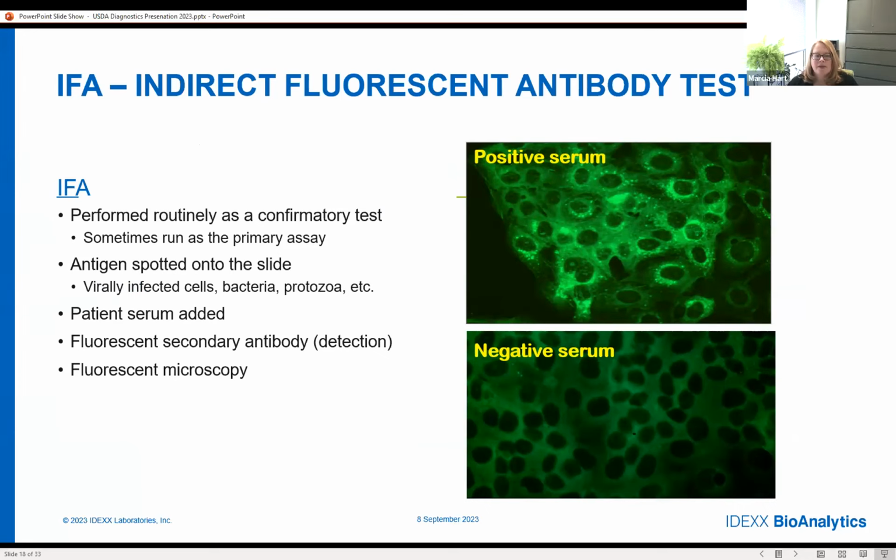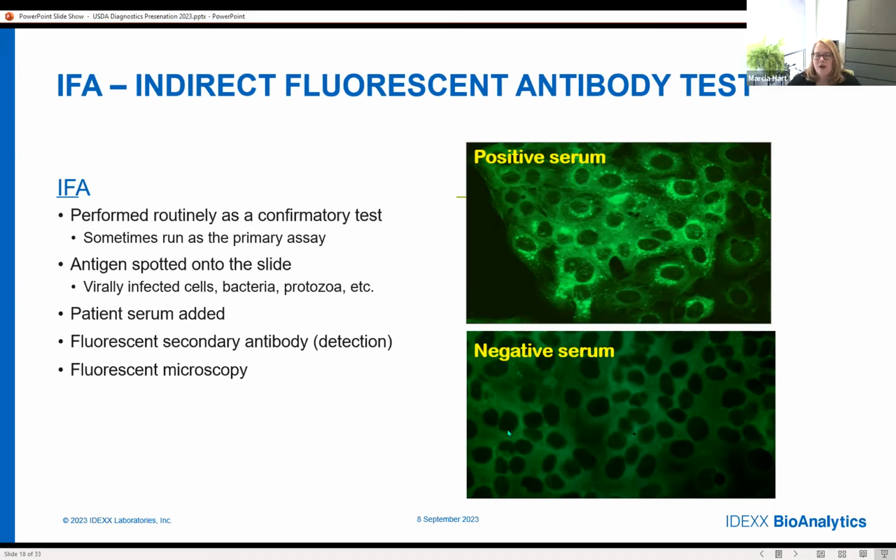Again, similar to the ELISA, I add my patient serum, I add a detection antibody system, in this case fluorescent, and then I look at it under a microscope that has a fluorescent label or a fluorescent laser, a laser that excites the fluorescent molecule on that detection antibody. This allows the technician to be able to look under the microscope and see the results.